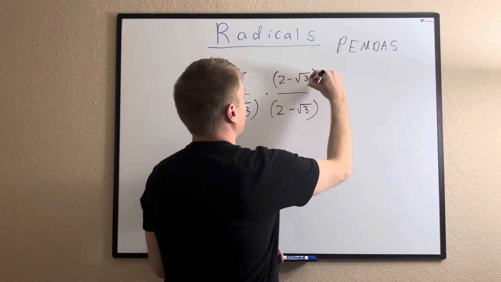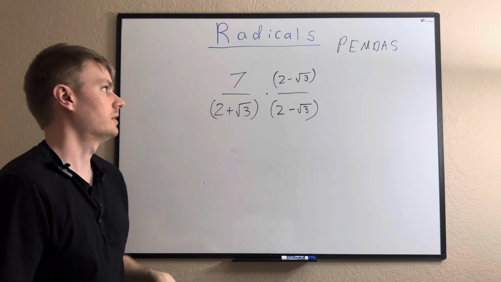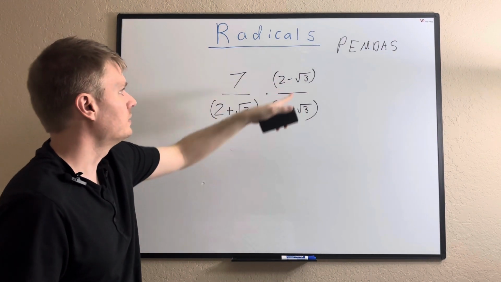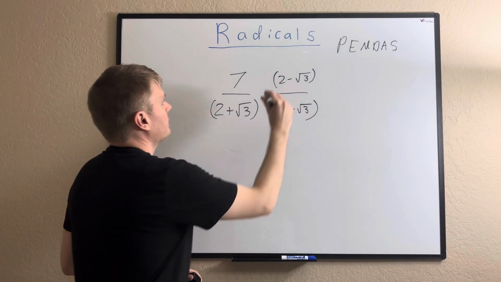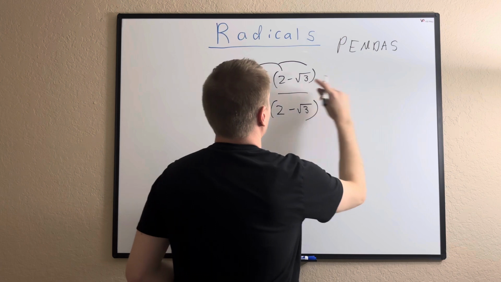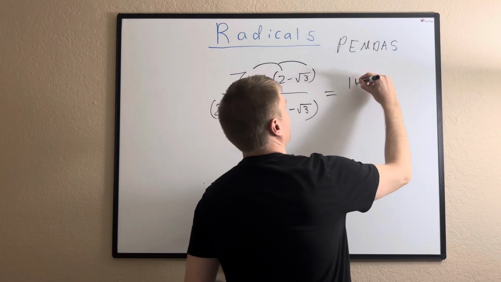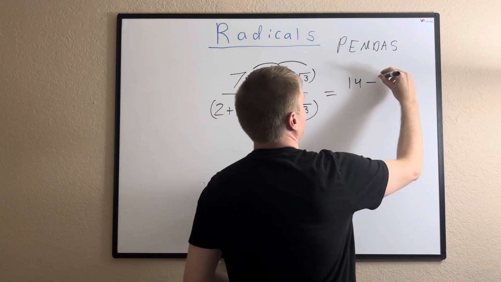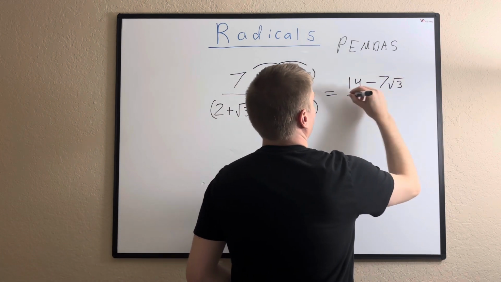And yes, the parentheses matter, because we're going to use the distributive property here, if you remember that. Multiply 7 by both of these numbers. 7 times 2 is 14. 7 times negative radical 3 is negative 7 radical 3.